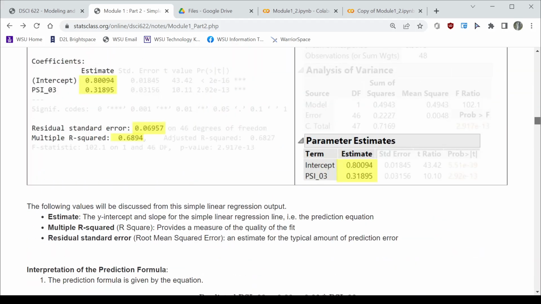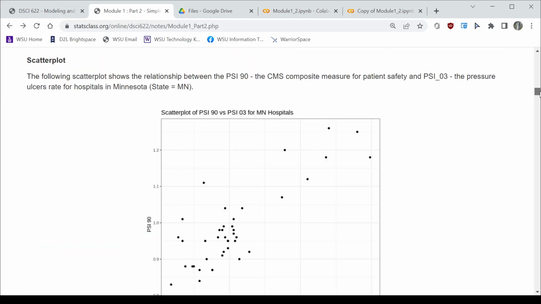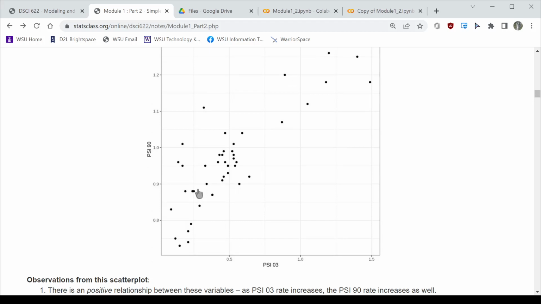Okay, so let's go back up here and look at where's my scatter plot here? So notice that the PSI 90 has variation in it. There's an up and down spread here in these dots. 69% of that variation can be explained using my trend line and this predictor variable here. So again, that is quite a bit, that 69% of the variation can be understood using this predictor.